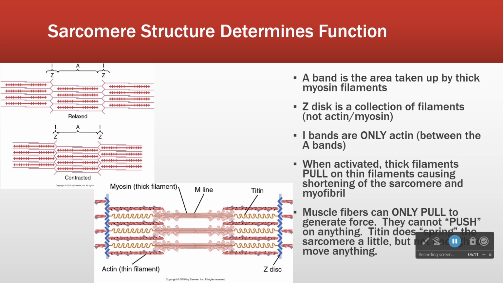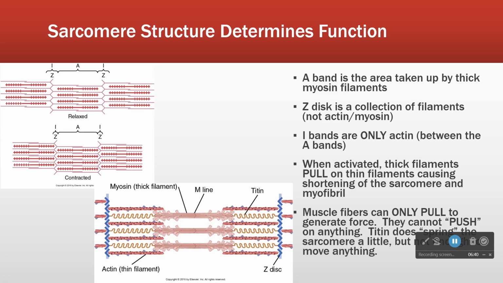And the Z disc is neither actin nor myosin. The Z disc is a different set of proteins, which we don't get into and name in this class. But they sort of stabilize the thin filaments in the center. The I bands, that's here, okay, the I bands are only actin. So essentially the I bands are between the A bands.